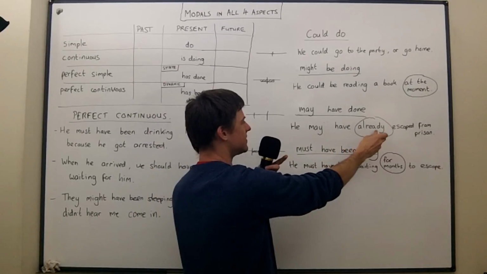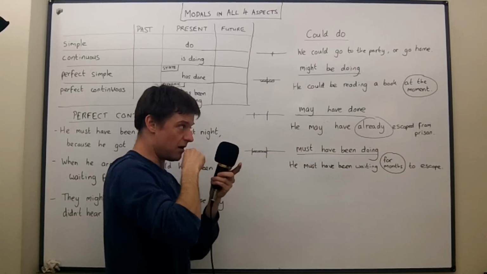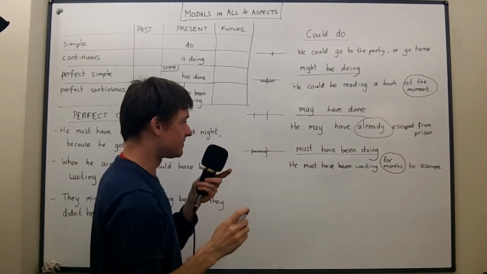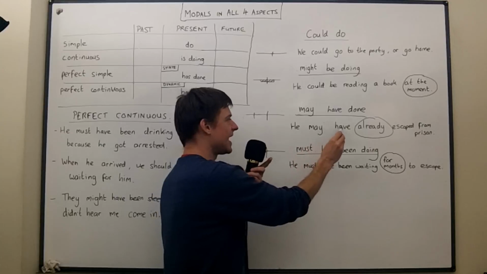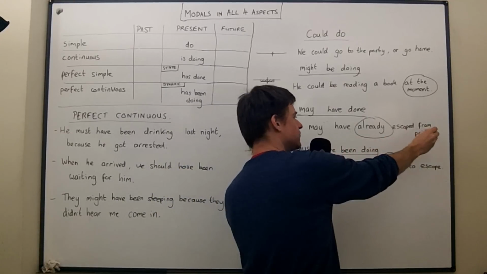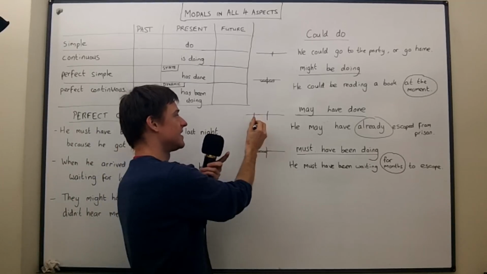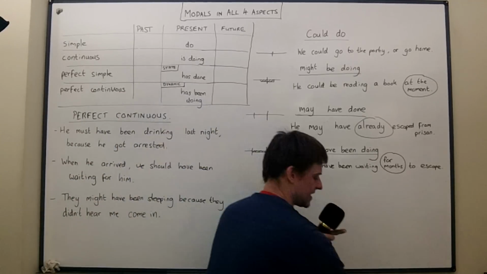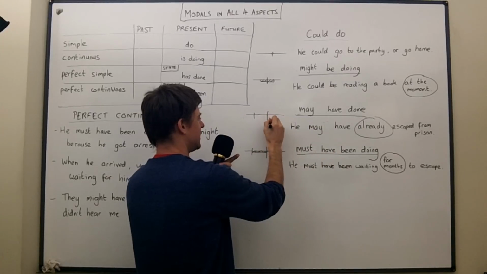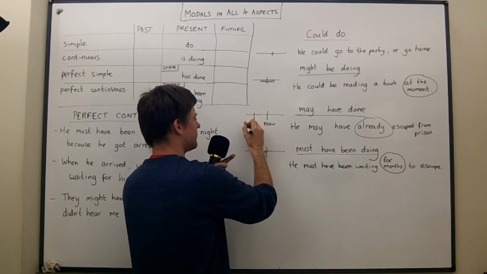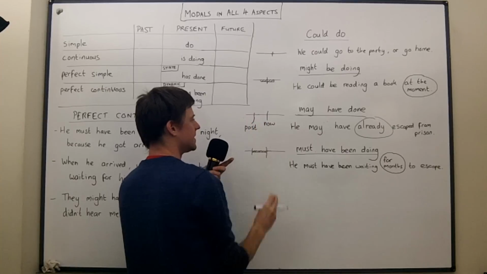Well, it's also a signal word for a modal in the perfect form. So he may have already escaped from prison. It's 50-50, and this happened in the past, okay? That's why I've drawn it here. This is now, but this is the past. Yeah, this is about the past. He may have already escaped from prison.